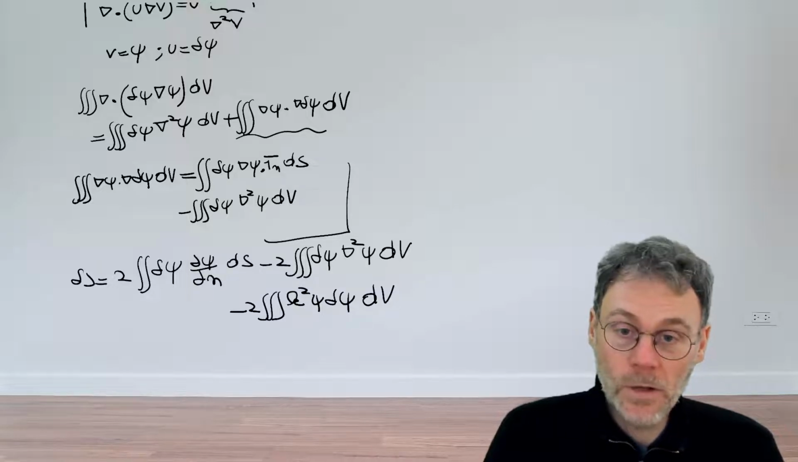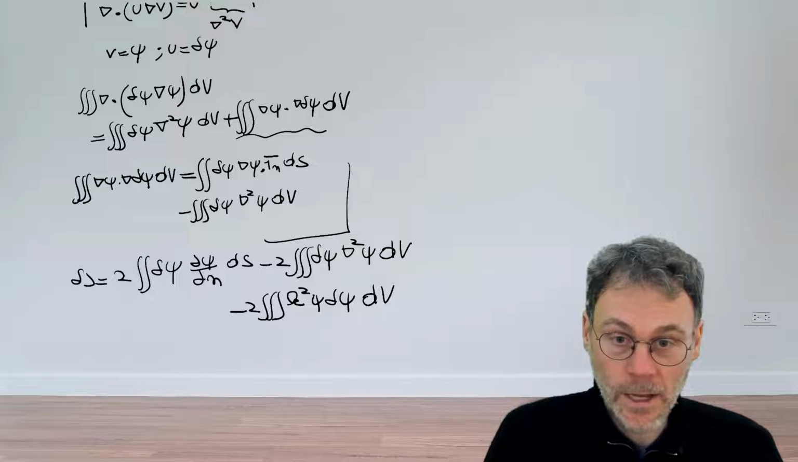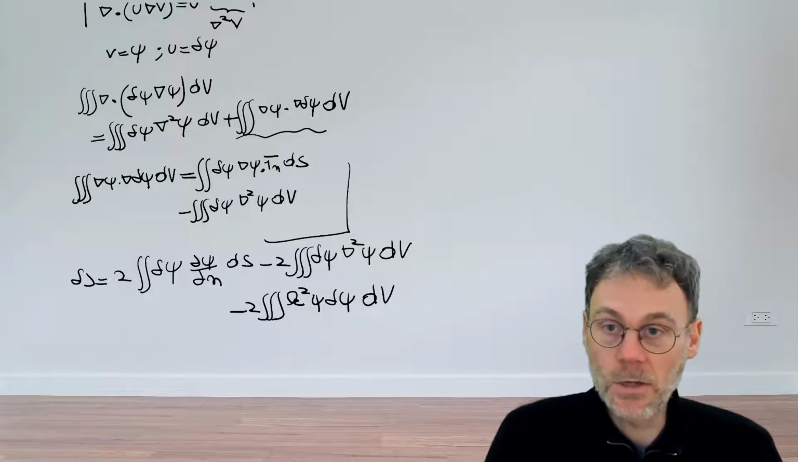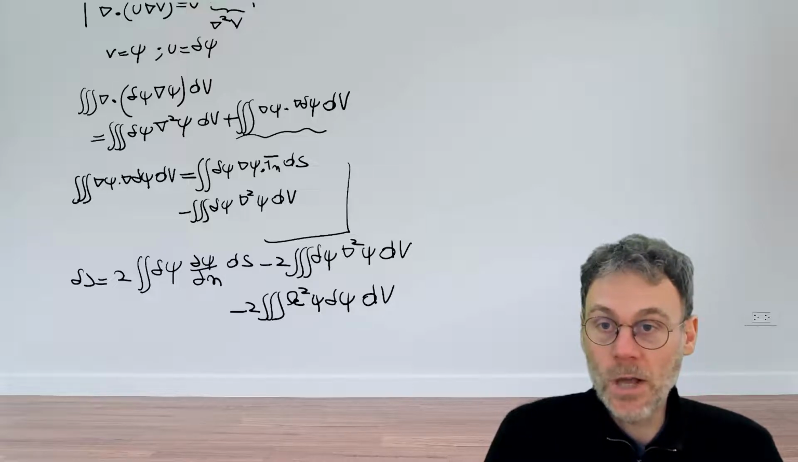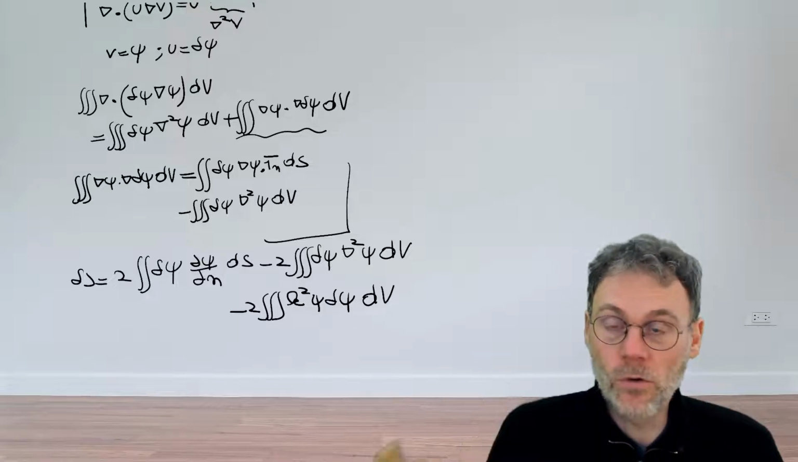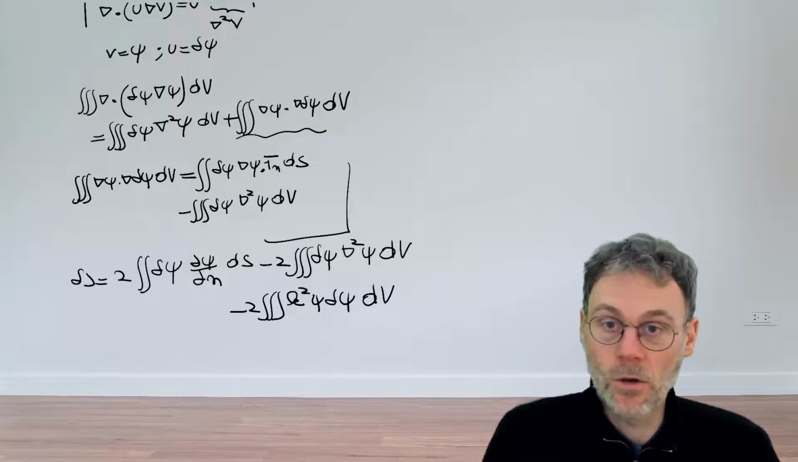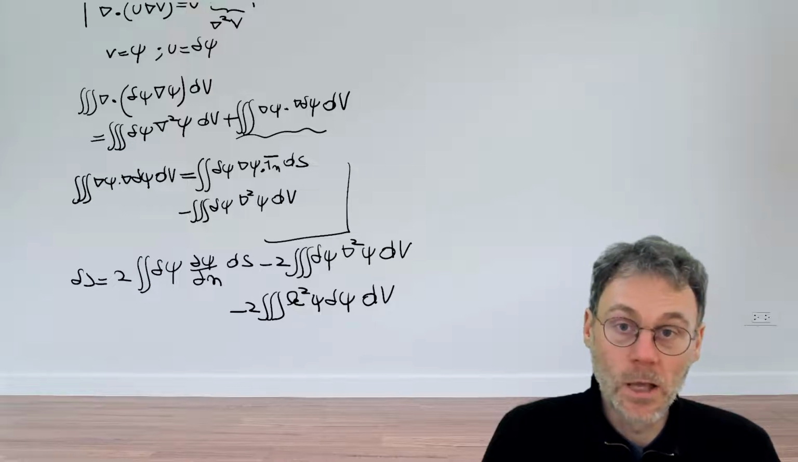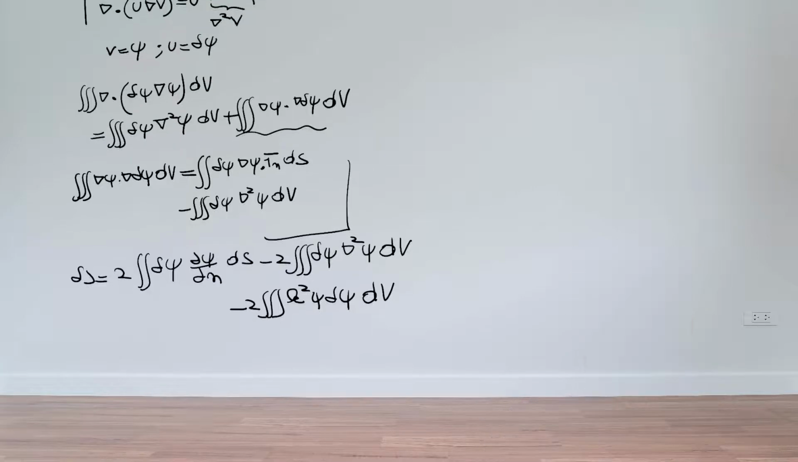The next step will be, of course, demanding that delta j is equal to 0. So see what happens if you demand that delta j is equal to 0, and then try to rearrange some stuff, and then hopefully you will see the Helmholtz equation magically appear.